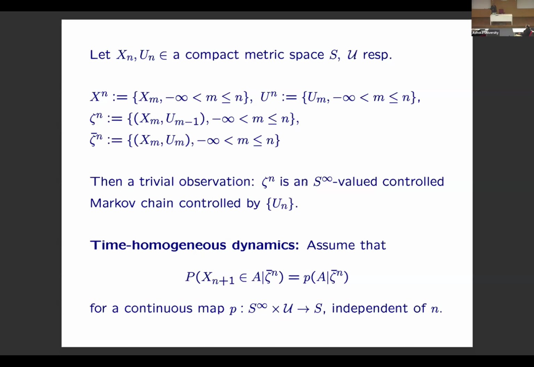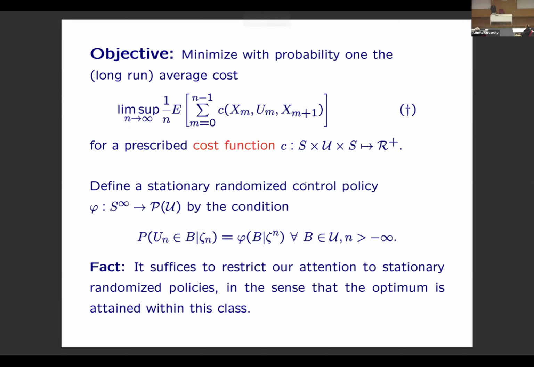So in the proofs, one has to work with that more often than with the bar version. And I will assume that the dynamics is time homogeneous in the sense that you can always write the joint probability law recursively, as the conditional probability of the next given the entire past. Of course, if you start at minus infinity, uniqueness, etc., is an issue, but I'm not getting into that. So I assume that this function p, which depends on the entire past, is time independent. The objective is the same as before. Here I took cost depending on the next state. That doesn't matter much.